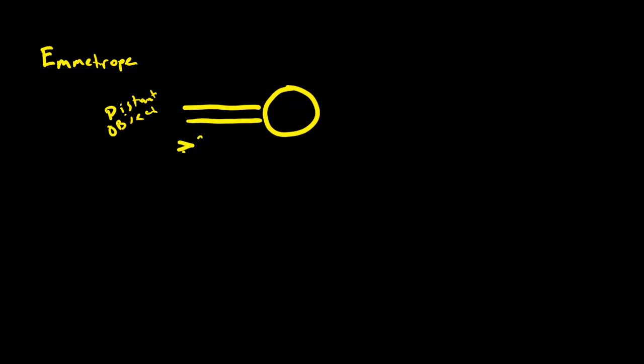All right, in the first example, we have our distant object at least 6 meters away, and the light rays coming in, they converge right at the fovea like they should, and then you get a clear image.